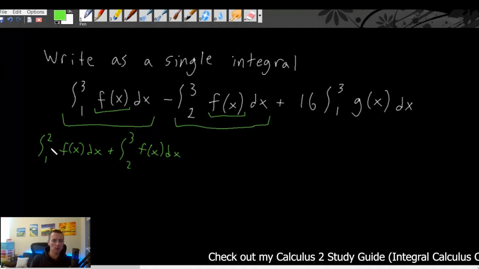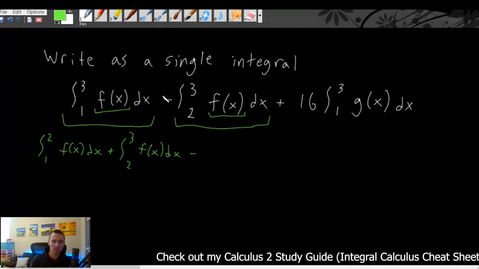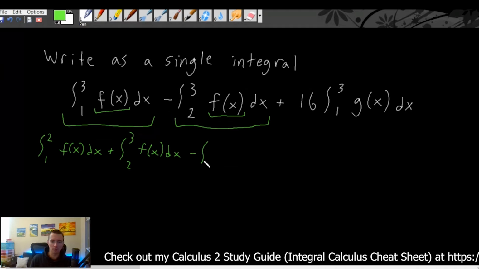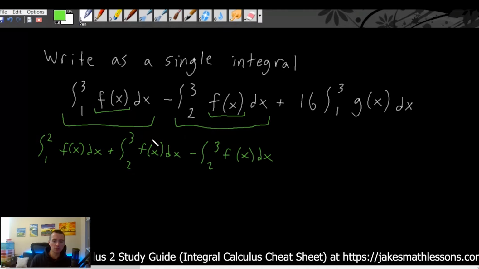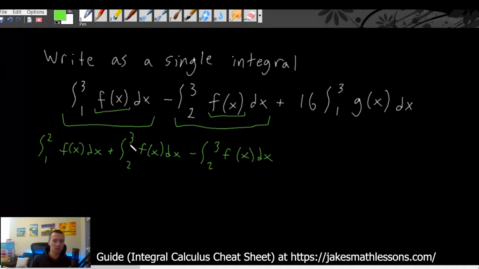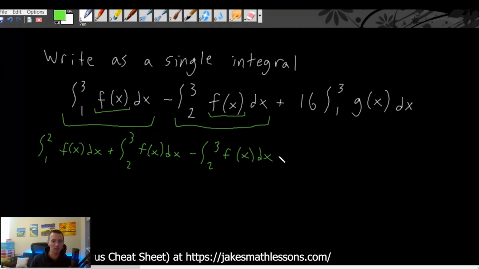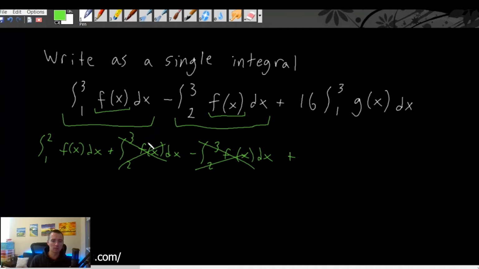And the reason why we want to do this is because now if we have this minus the integral from 2 to 3 of f of x dx, notice these two match up with each other exactly. We have the integral from 2 to 3 of f of x dx minus the integral from 2 to 3 of f of x dx. So as a result, if you have something minus itself, it's just going to cancel out. So this chunk of the first integral is going to cancel with the second integral we started with.